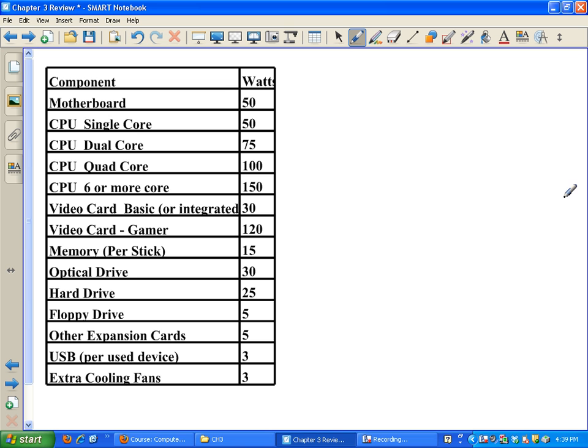Now, every single computer has a motherboard. In this table, it's saying a typical motherboard uses 50 watts. That's a static figure, and it depends on what motherboard you have. It's a guess, and that's why tables aren't the greatest in the world, but they usually come very close to the online calculator you're going to watch in the video. So everyone's got a motherboard.